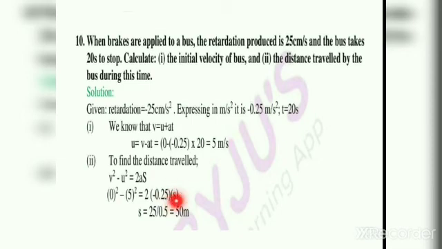So when you want to find the distance, send these to the other side. That becomes 5 square, which is 25, divided by 2 into 0.25. You can take it as 2 into 0.25, that gives you 0.5. 25 divided by 0.5 gives you 50 meters. So what is the distance traveled? It is 50 meter. Did you understand this? Okay, so we'll move on to the next one.